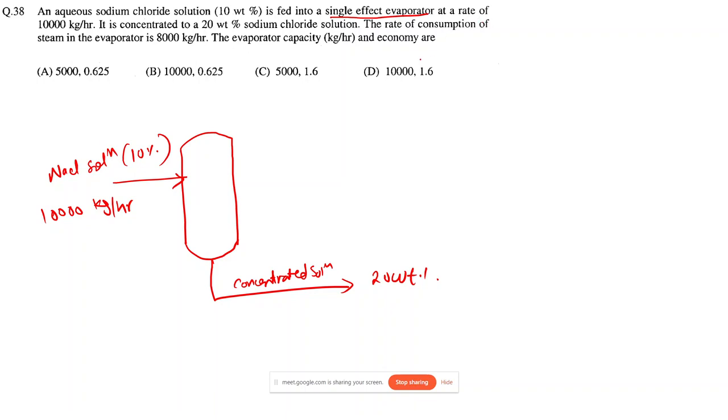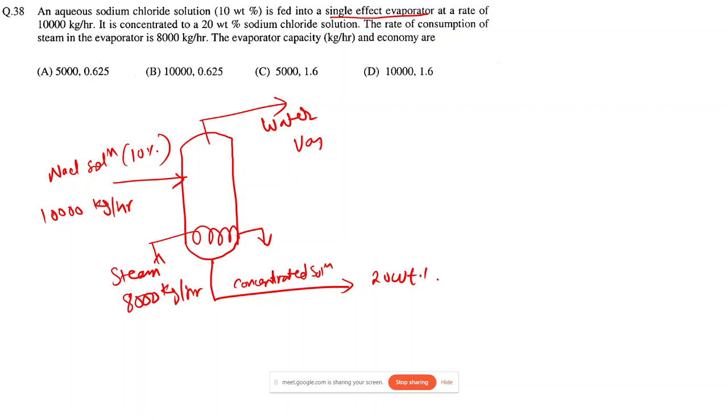The rate of consumption of steam in the evaporator is 8,000 kg per hour. So let's consider that steam is being provided over here and it will exit from over here. So steam we have been given as 8,000 kg per hour, and ultimately water will get evaporated or vaporized from this NaCl solution to leave this concentrated solution. So from the top we can write the water that has been vaporized. That mass flow rate we haven't been provided, and we have been asked to find evaporator capacity.